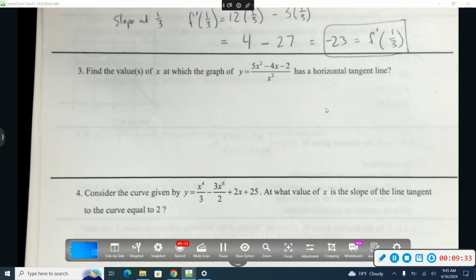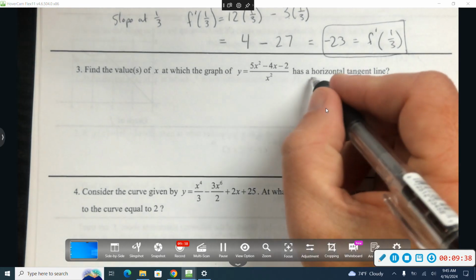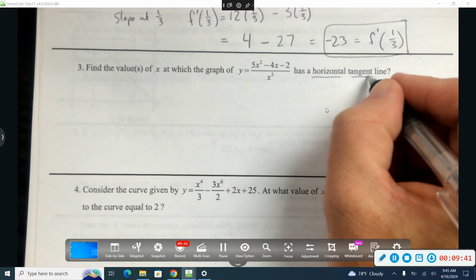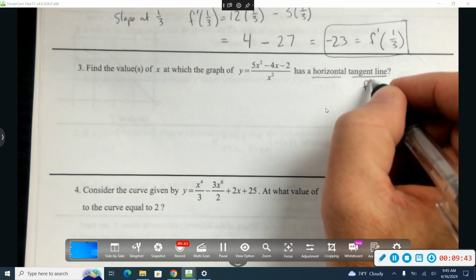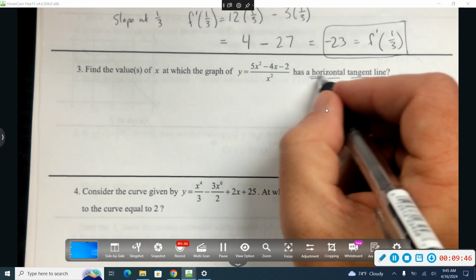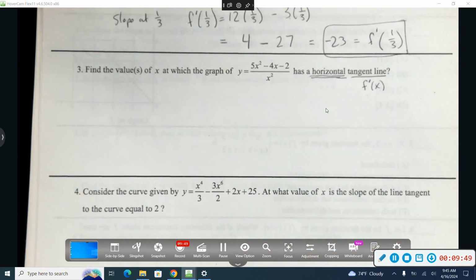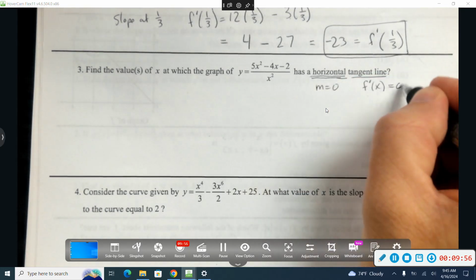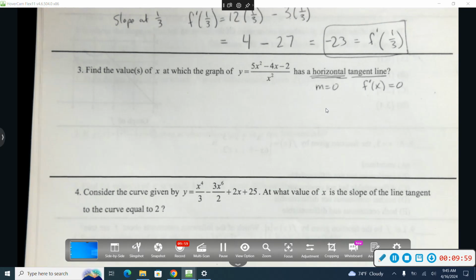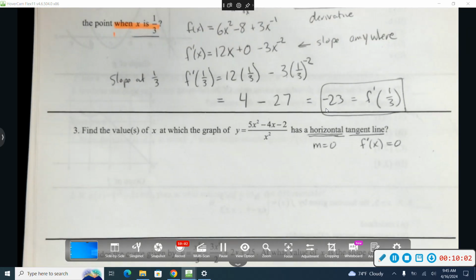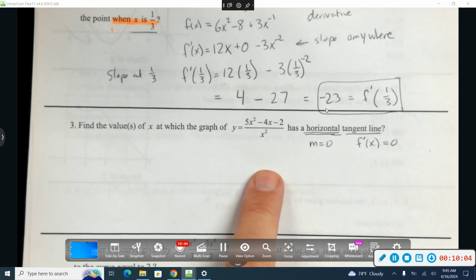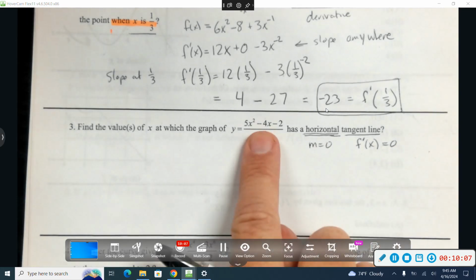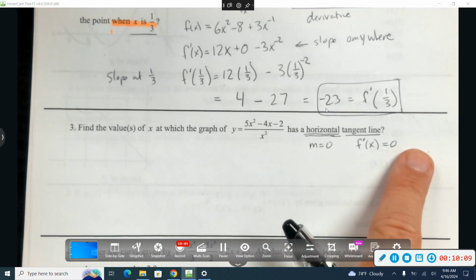Number 3, find the value of x at which that thing has a horizontal tangent line. Okay, horizontal tangent line, I know what that means. That means take a derivative. What's horizontal mean? Slope is equal to 0. So that means I need to take a derivative. And it's kind of the opposite of the last problem. The last problem we plugged in 1/3. For this problem, we want to know where it equals 0. So for this one, the answer is going to be 0. We need to figure out where that happens.